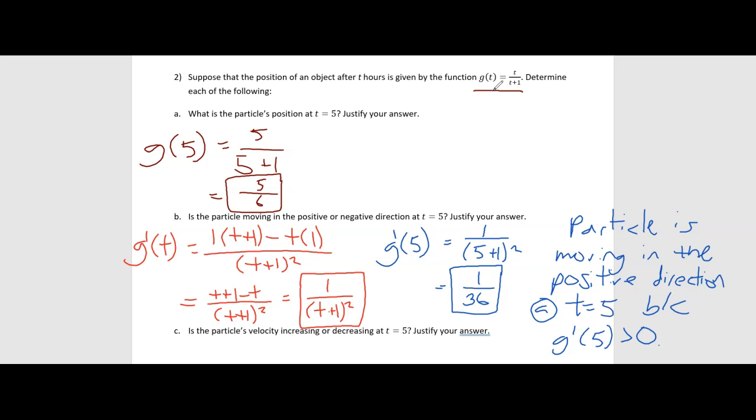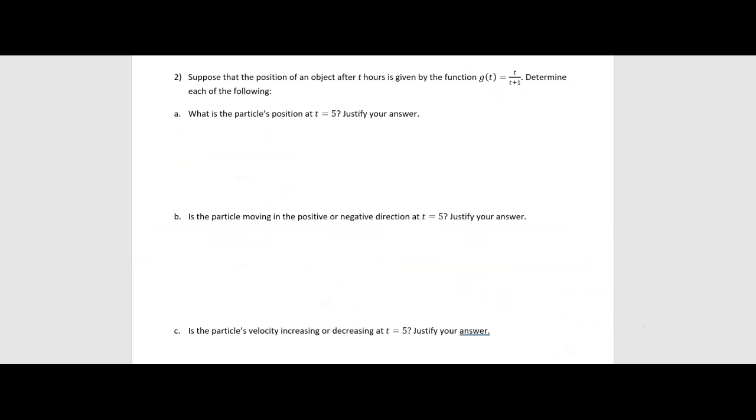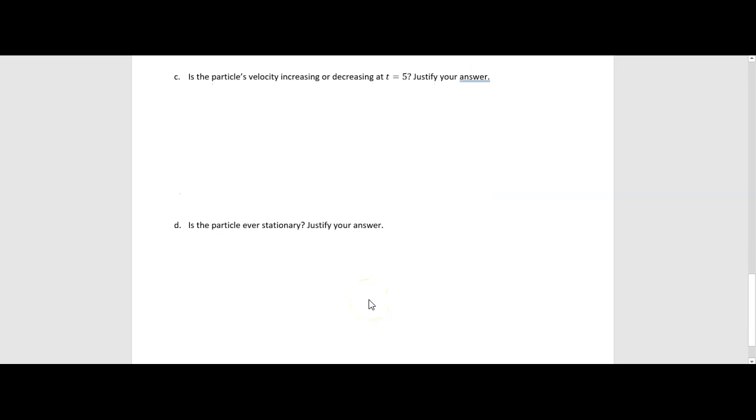All right, let's go ahead and look at part C. I'm going to erase this for us. Scroll down. 2 questions left. It says, is the particle's velocity increasing or decreasing at t equals 5? And we need to justify our answer. So for part B, we were asked, is the particle's position essentially increasing or decreasing? Was the particle moving in the positive or negative direction? Now we're being asked, is the velocity increasing?